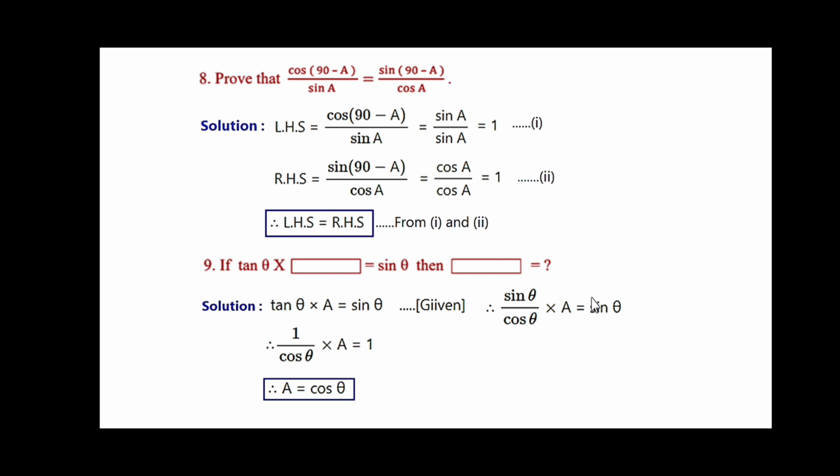This sin theta on both sides gets cancelled. So 1 upon cos theta into a is equal to 1. This cos theta goes to that side. It will be at the numerator. Therefore a's value is cos theta.